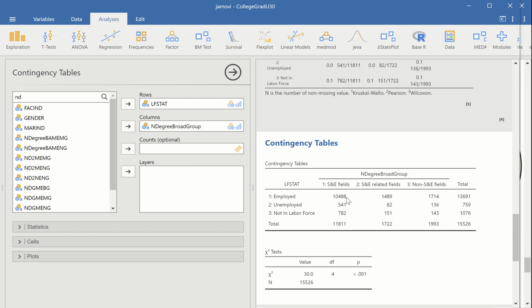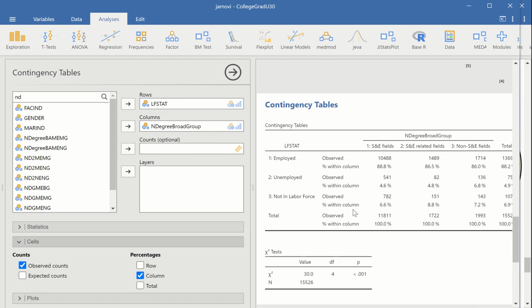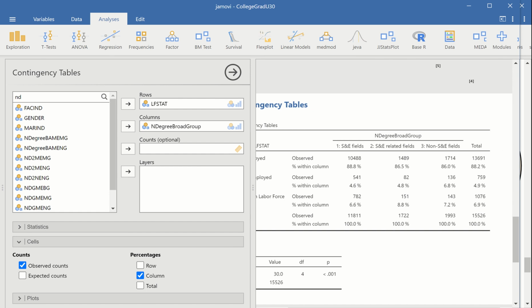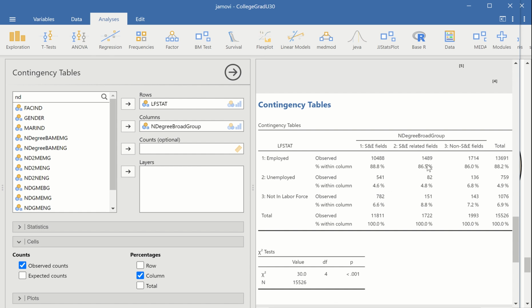And we can come down here to cells. One of the nice things about this format in the contingency tables is we can do row percentages, column percentages, or total percentages. So if I wanted to know relatively across here whether a greater percentage were employed in these, then I could do my column percentages, and there I go, 88. Without the rounding, we get to see a little better. 88% are employed, 4.6 are unemployed, and 6.6 are not in the labor force.